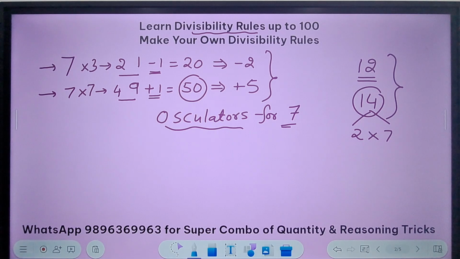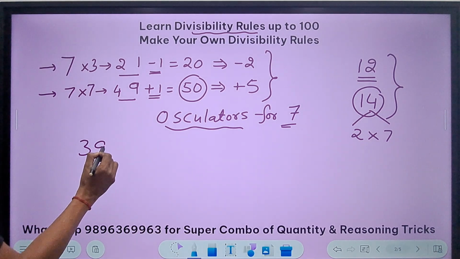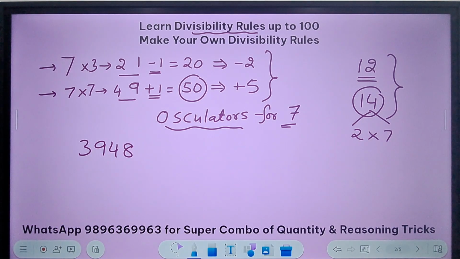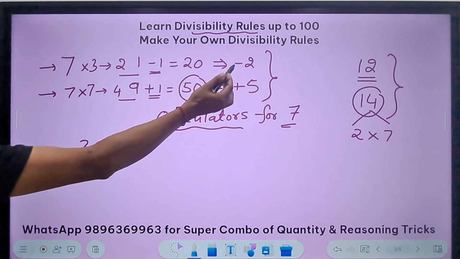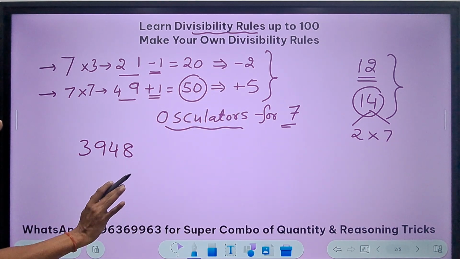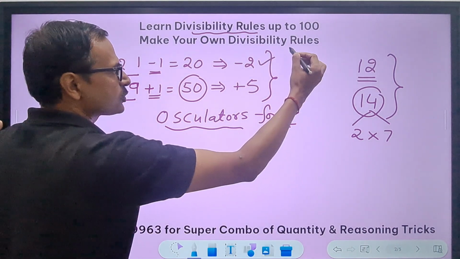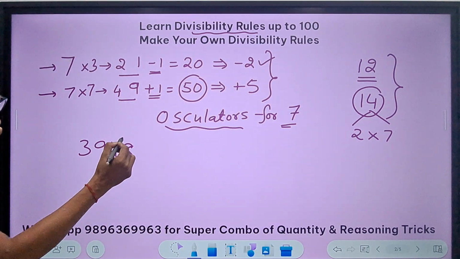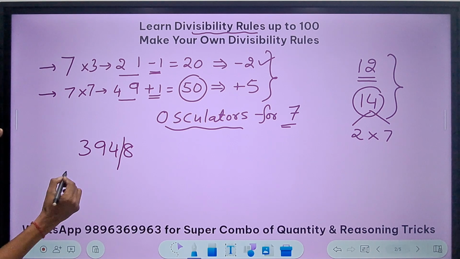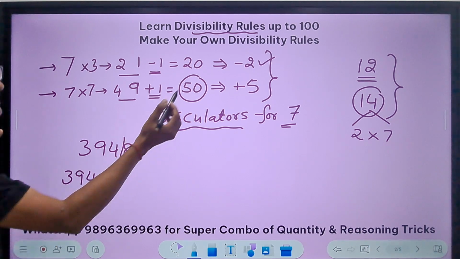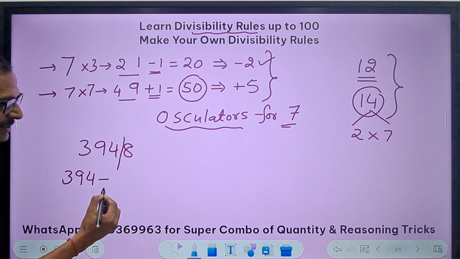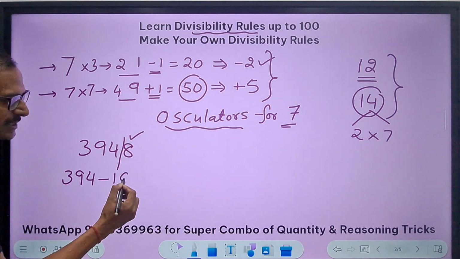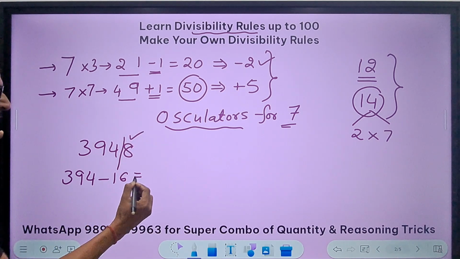Now let's take an example where we have a 4-digit number, 3948. Now I want to check whether this number is divisible by 7 or not. So I told you the oscillators now. See now what happens here. If I consider the oscillator minus 2, I will separate out the last digit, 394, and since it is minus 2, I will do minus 2 times this, that is 16.